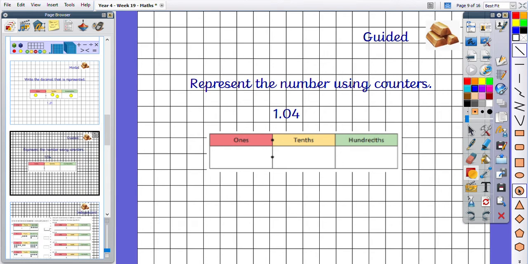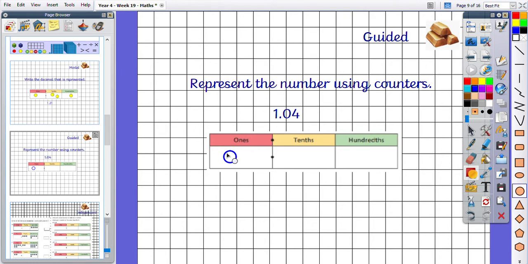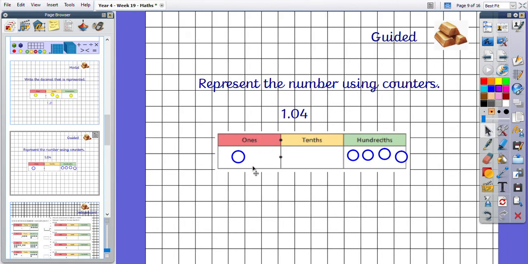So we have 1, 1, we have 0 tenths, and we have 1, 2, 3, 4 hundredths. So we would represent it using counters like this.